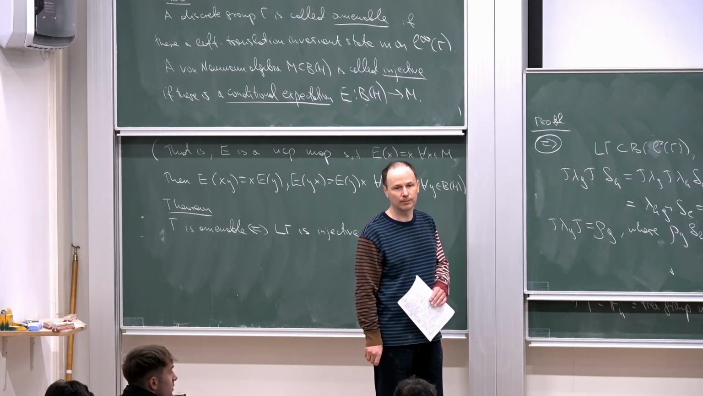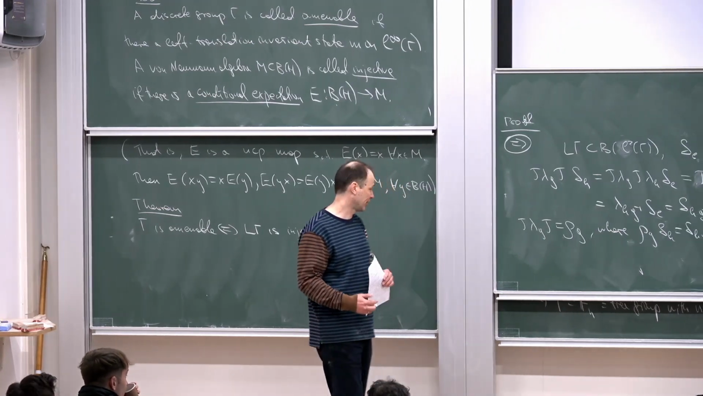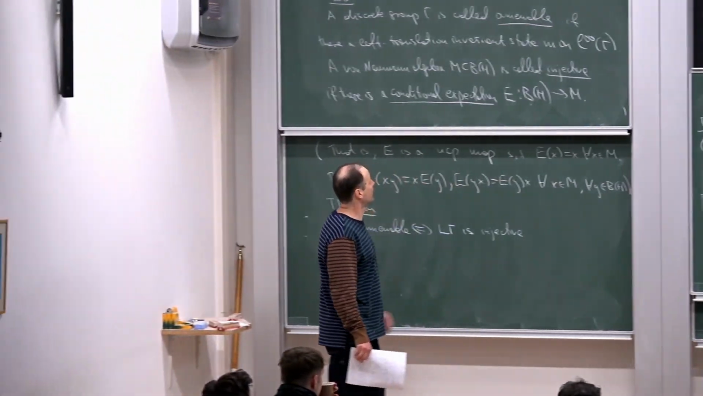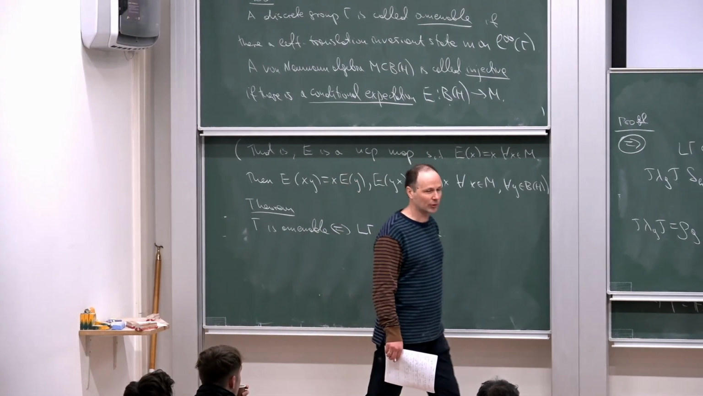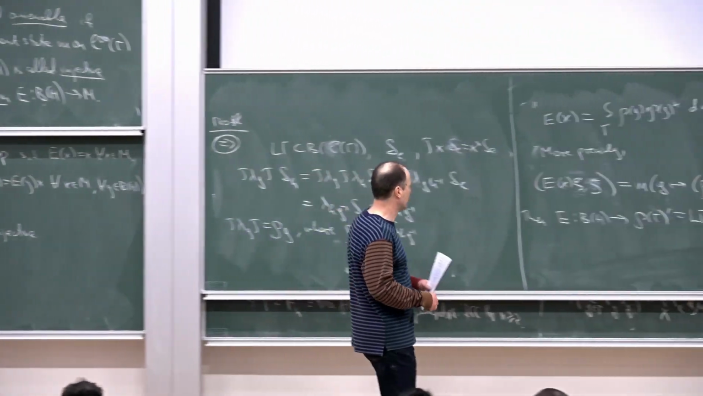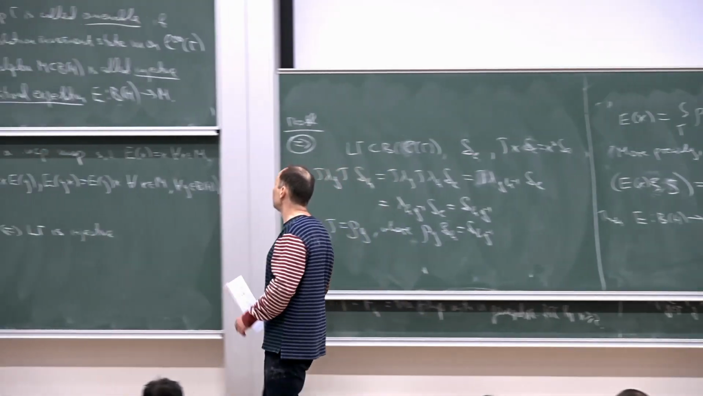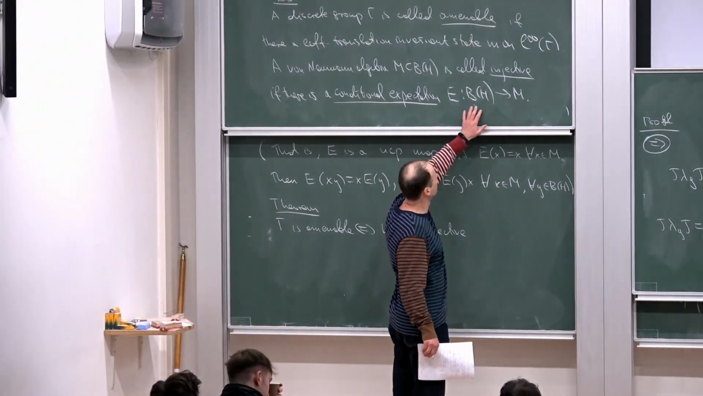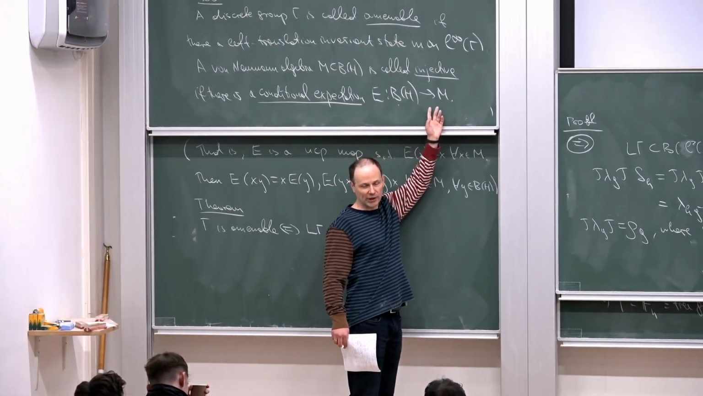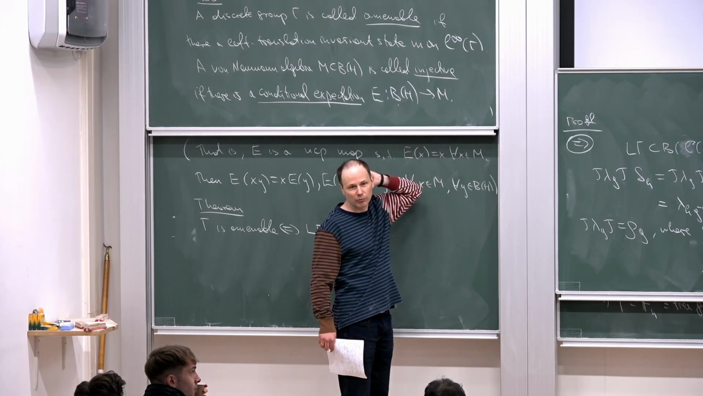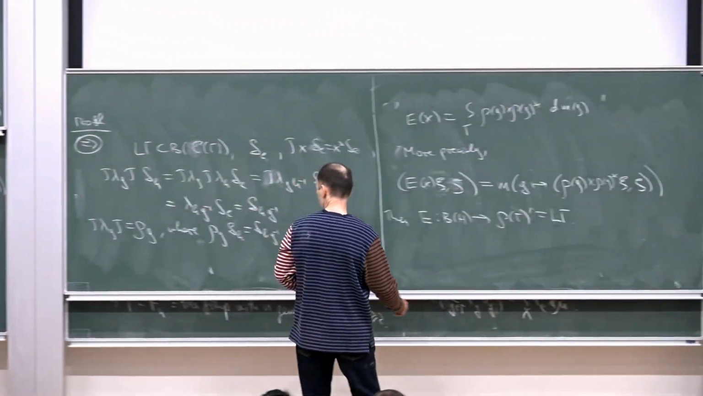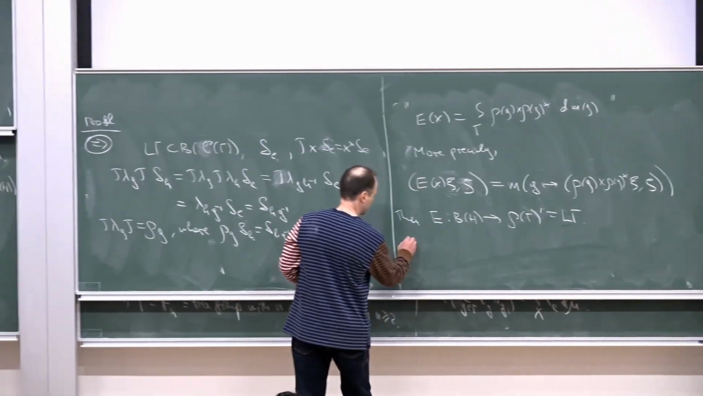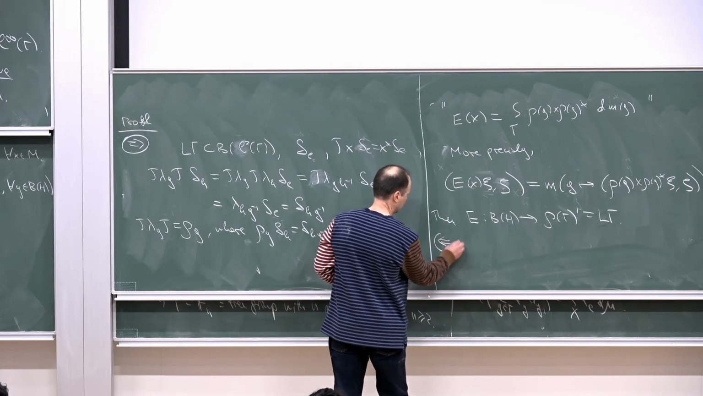It's normal. No, this is not normal. Yeah, this is the very important remark. This is very seldom normal, so typically not normal. Actually, if you have a conditional expectation from B(H) onto a von Neumann algebra M, if it is normal, then M should be of type I. So yeah, this is an important remark that this E is not normal.